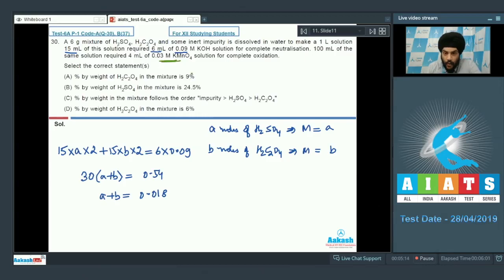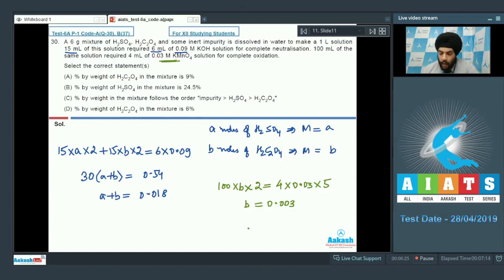Now if you use the second information which is given to us, we have reaction with KMnO4. So out of H2C2O4 and H2SO4, it will be only the oxalic acid which will get oxidized. So we have 100 ml of the solution into the molarity, which is equal to B, into the N factor. N factor is equal to 2. So this is equal to the MEQ of KMnO4. So we have 4 ml into 0.03 molar into the N factor, which is equal to 5. So in solving this expression for the value of B, we have B equal to 0.003.